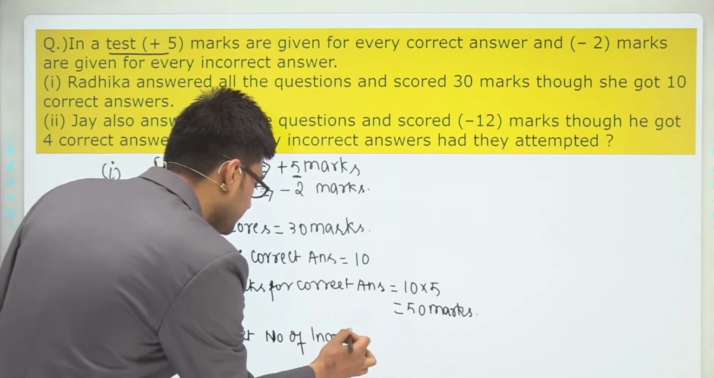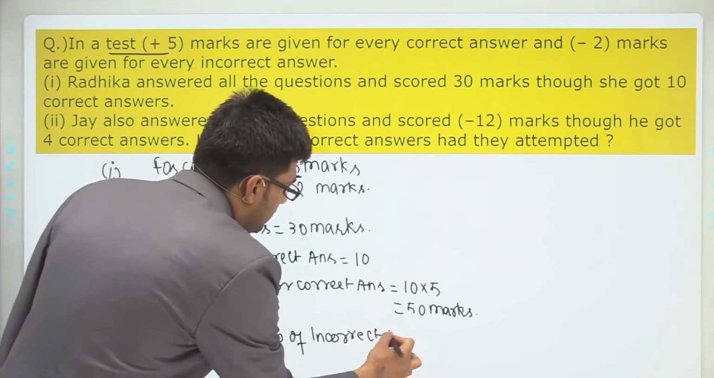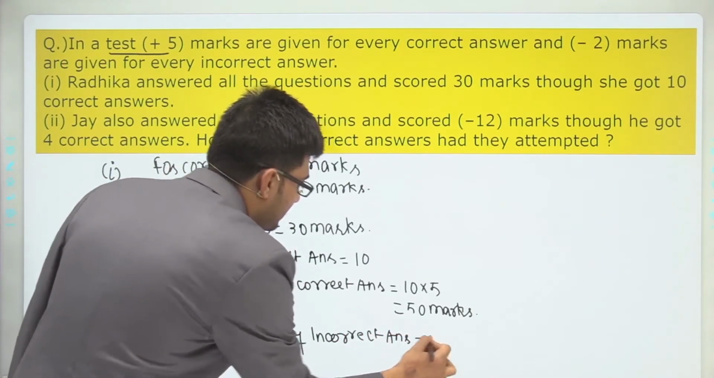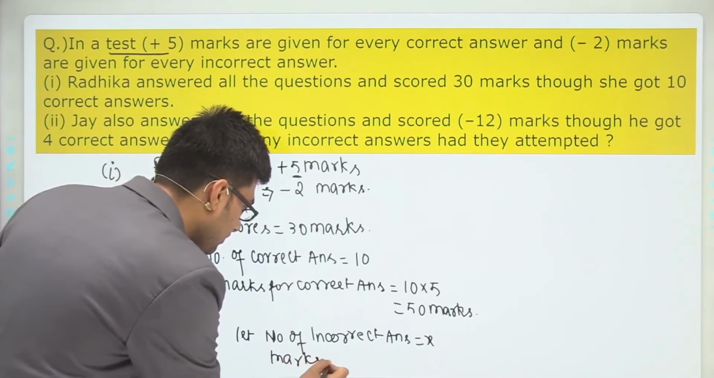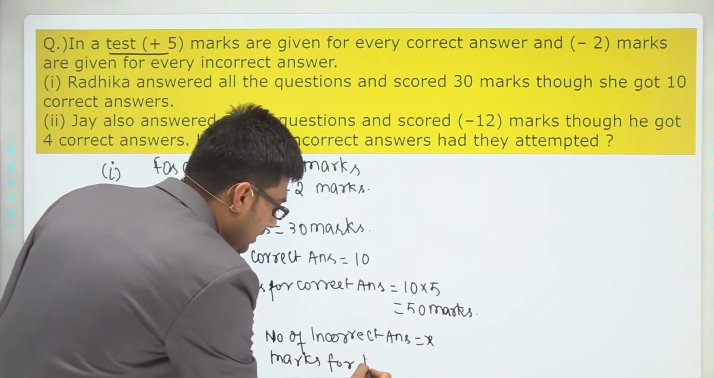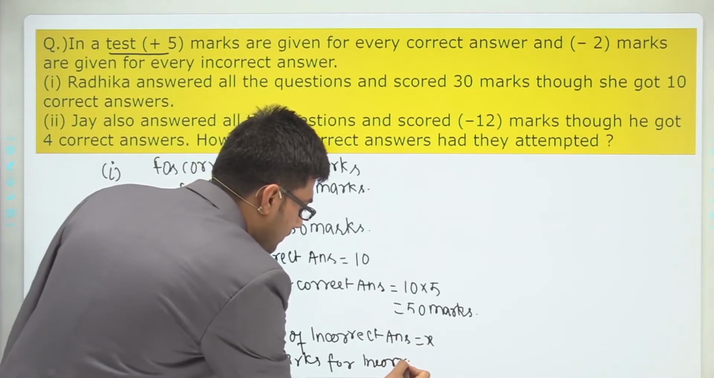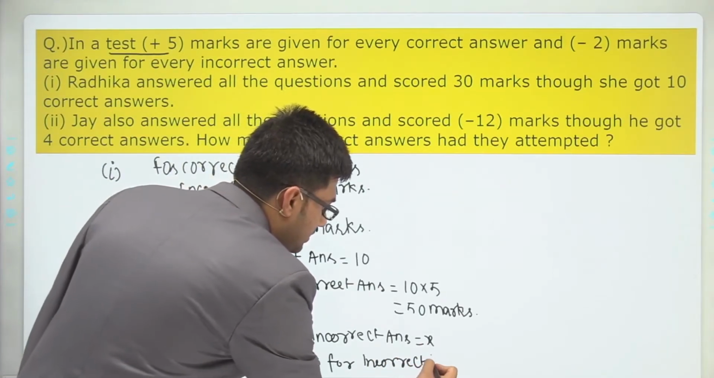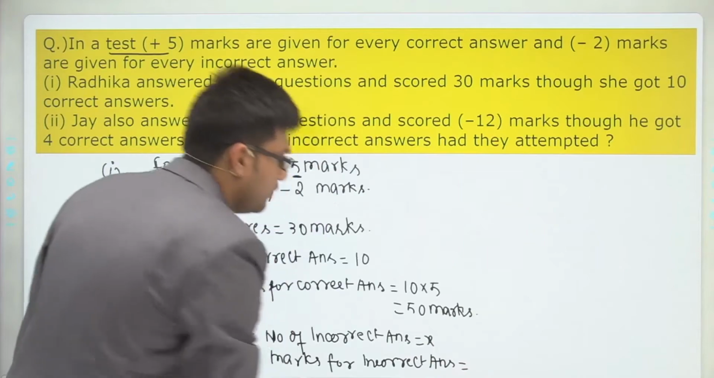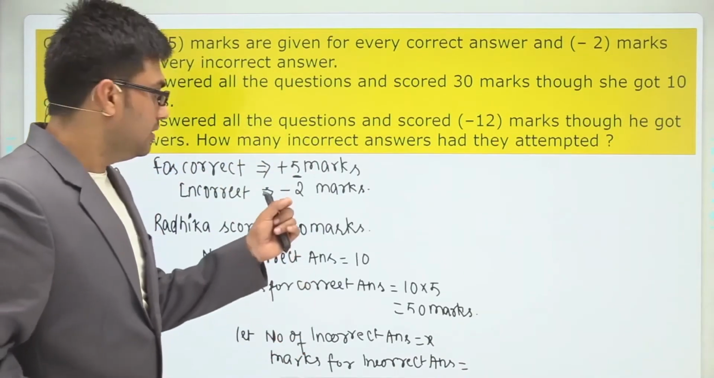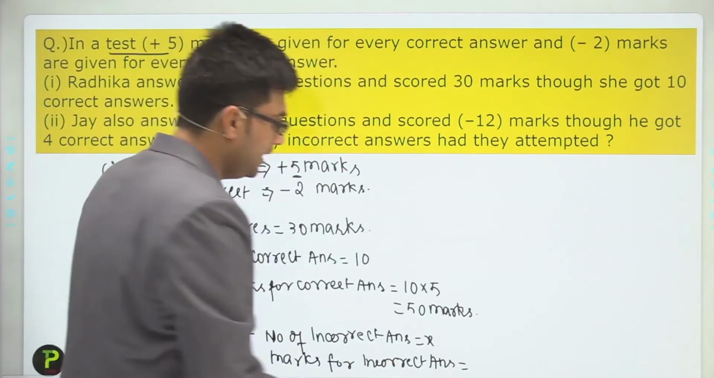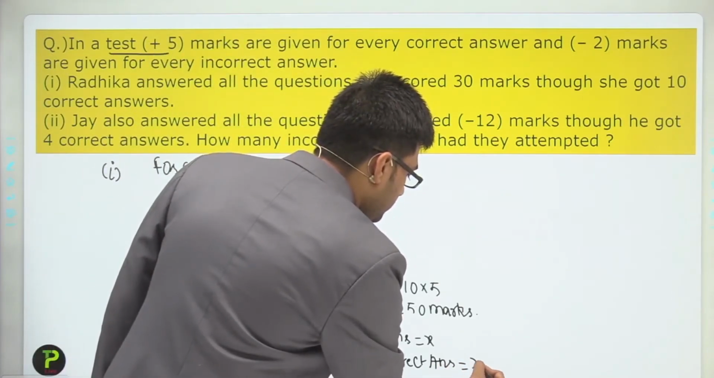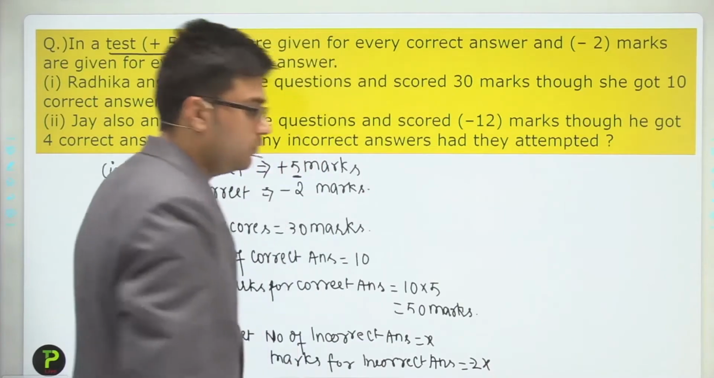Now let the number of incorrect answers be x. Then marks for incorrect answers is equal to what? For one incorrect, she will get minus 2. So for x incorrect answers, she will get x multiplied by minus 2, that is equal to minus 2x.